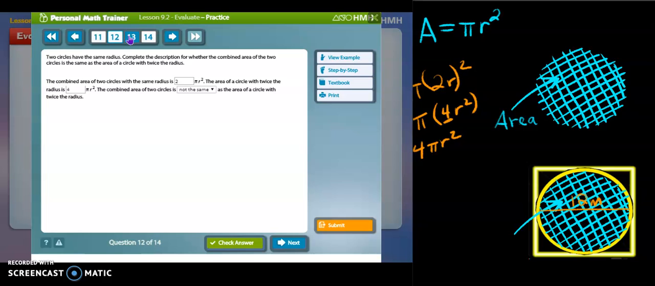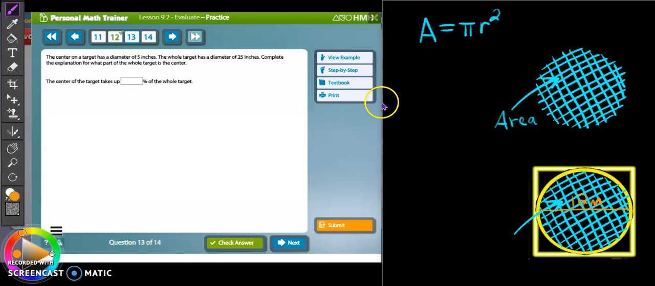And we're going to skip to number 13. Well, actually 13 is the next one anyway. And we're going to try this one. Okay, so in this problem they're telling you there's a diameter of one target that's 5 inches and a diameter of 25 inches on the whole target. And they're asking what percent of the whole target it takes up. So we have to find two different areas and then divide them at the end. The first one has a diameter of 5 inches. That means the smaller circle is going to have a radius of 2.5 inches. And the bigger circle, the diameter is 25, I need half of 25, which would be 12.5 inches.